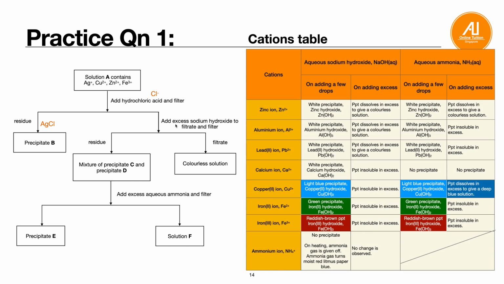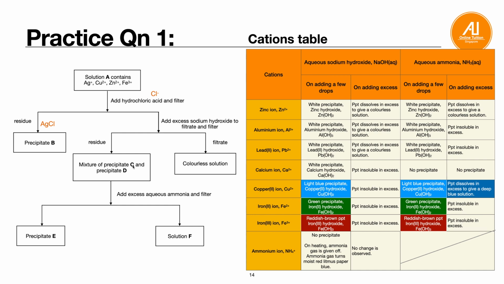Next, cation. How can I know I need to use the cation table? Because whenever you see they say add excess sodium hydroxide, that is the clue to tell you that you are testing for the cation. You're trying to figure out the identity of the cation. I just put the cation table here for easy reference. So let's look at this one. You add excess sodium hydroxide, you get a colorless solution.